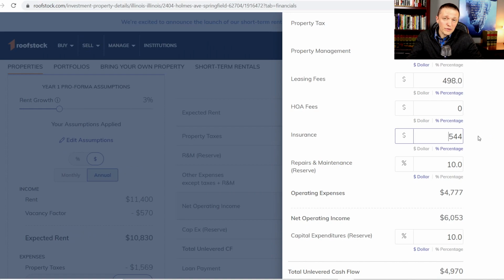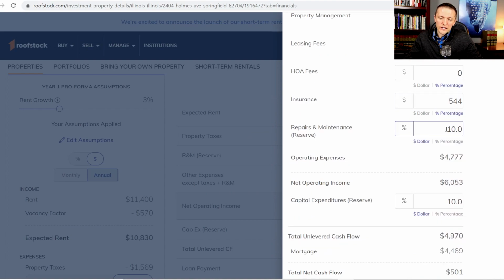Now, Roofstock does provide some referrals to insurance agents. I'm not sure if there is one for this area that Roofstock can provide you with, but if they can't, you can definitely find your own simply by searching on Google and finding a local insurance agent.